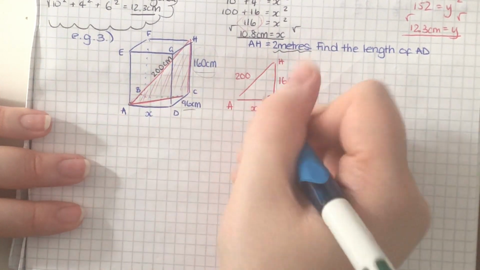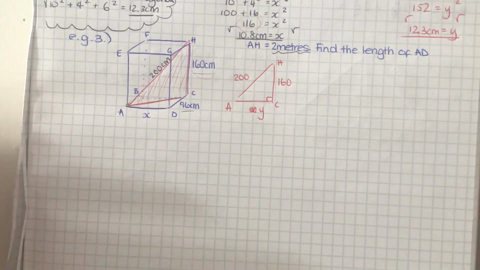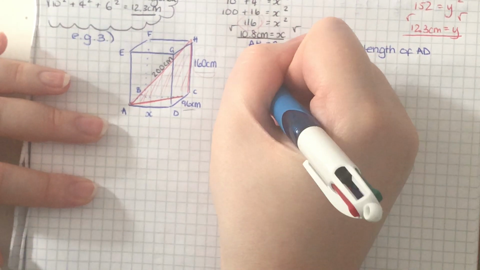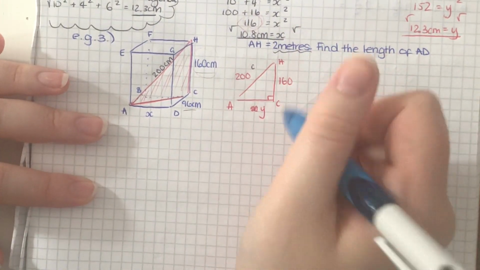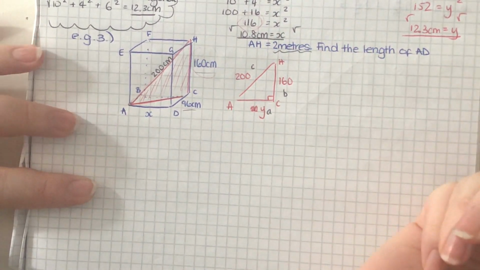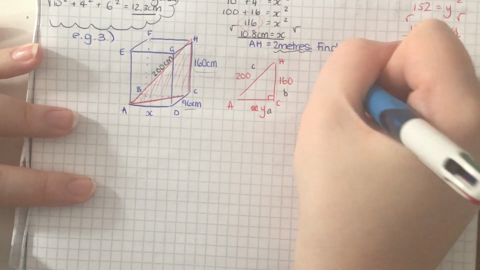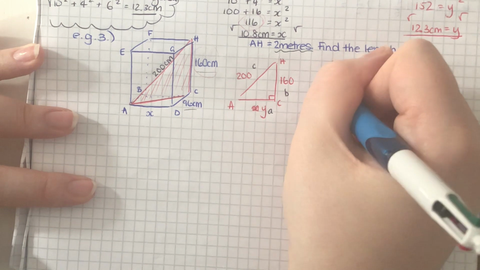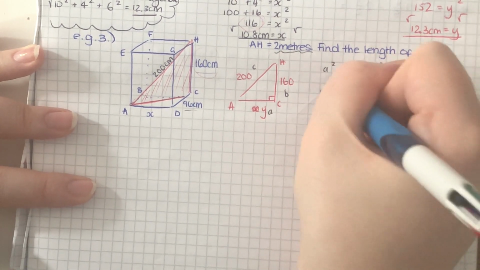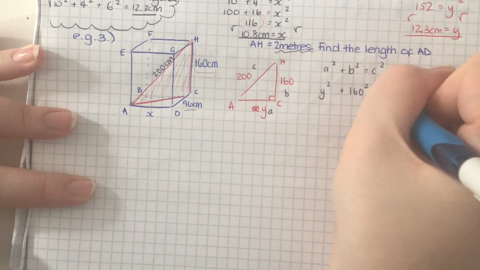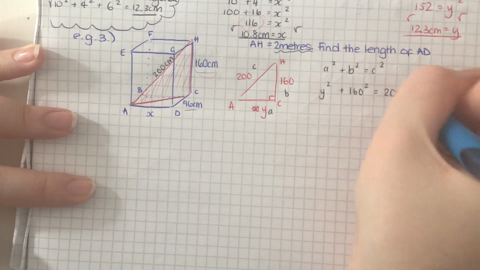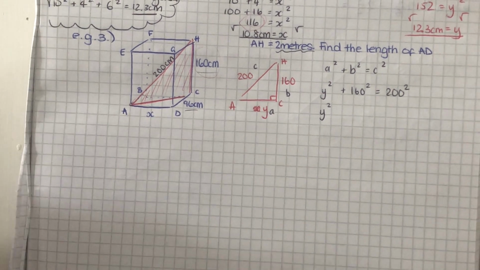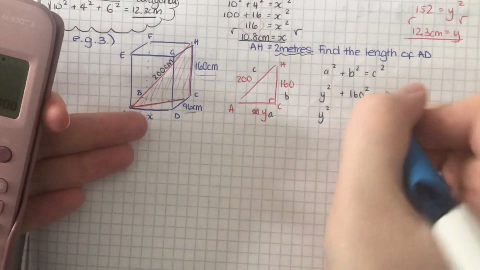Actually, let's call it Y just because that one's called X. Okay, so we need to label it. So this must be the longest side because it's opposite the right angle, and these are A and B. So A squared plus B squared equals C squared, and we can sub it in. So A is Y squared, B is 160 squared, and C is 200 squared. And then we can actually work out what these are.